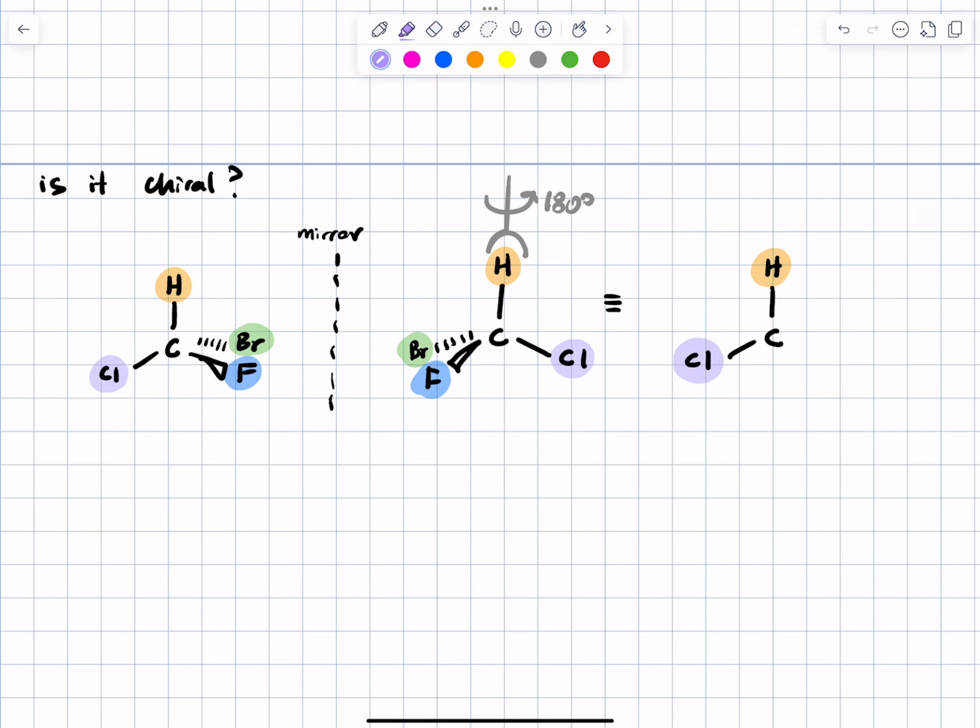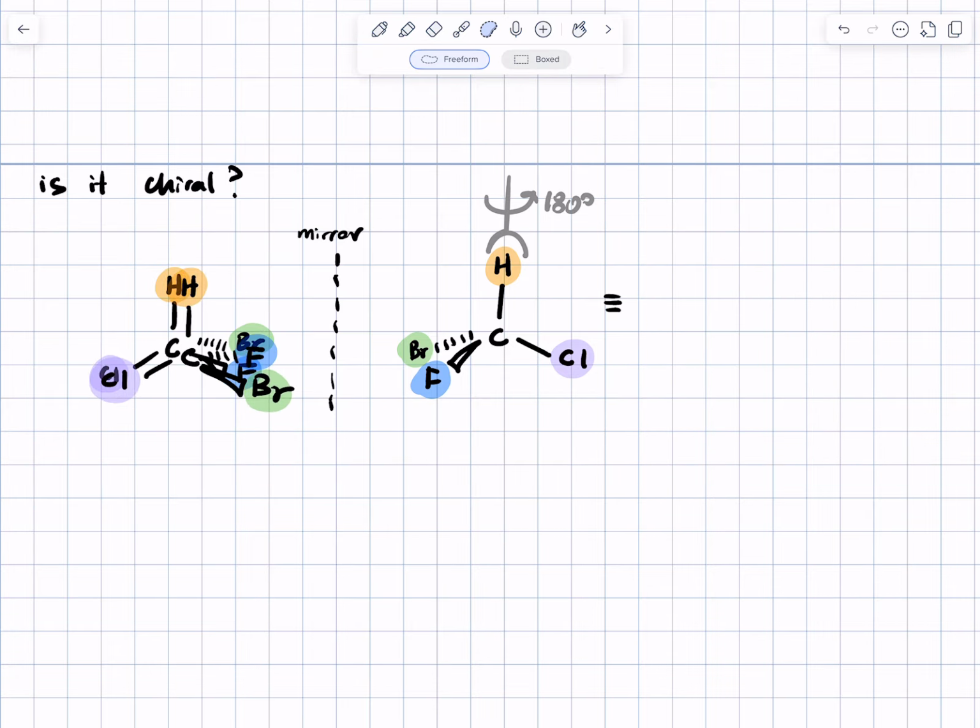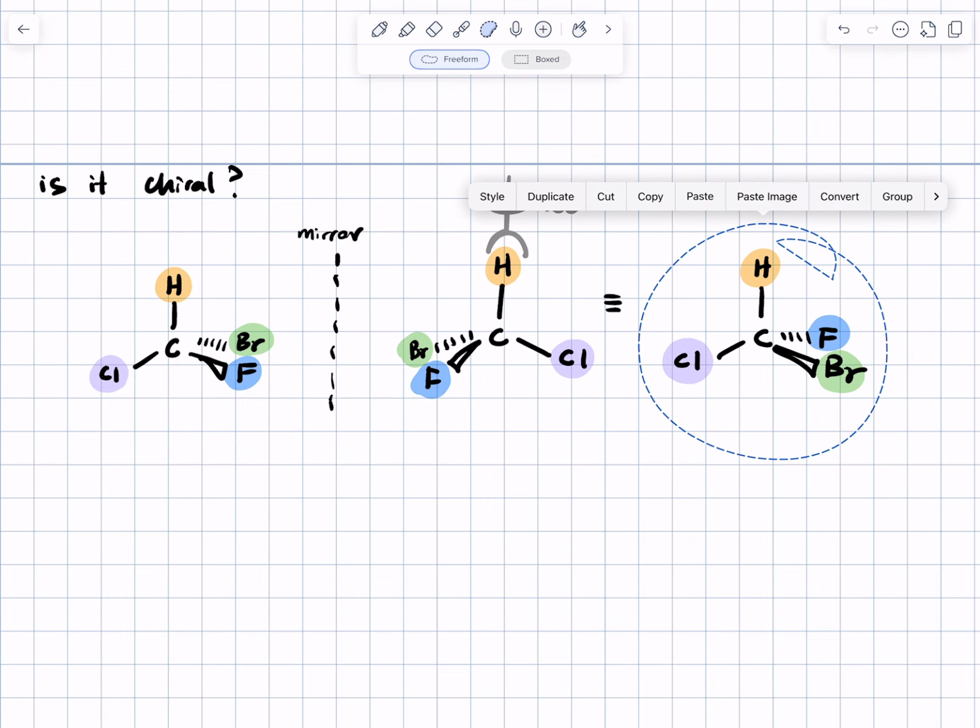And so far, I'm feeling pretty good about life because it looks like they're going to line up, right? But what happens to the fluorine that used to be a wedge? What is it going to be now? Dash, because I've spun it around. And the bromine, which used to be a dash, is now a wedge. So I can get the hydrogen and the chlorine in the right places, but I can't get the fluorine and the bromine in the right places. Okay.